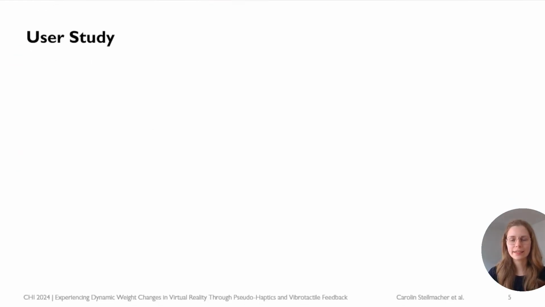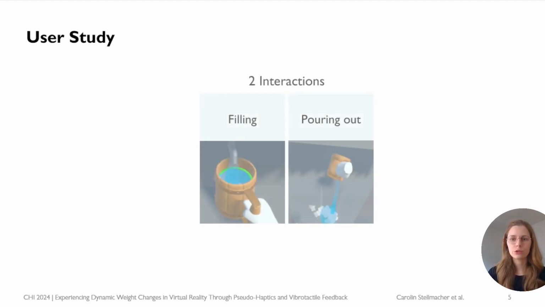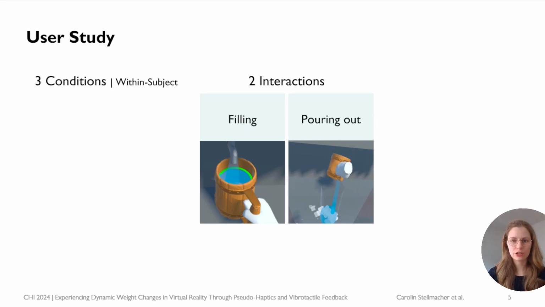To test the techniques, we conducted a study in VR with 18 participants in which they performed two types of interactions, filling a mug and pouring out a mug. So in the one scenario, the weight dynamically increases, and in the other, the weight dynamically decreases while users hold onto the mug. Each participant experienced the weight change simulation in 3 conditions.